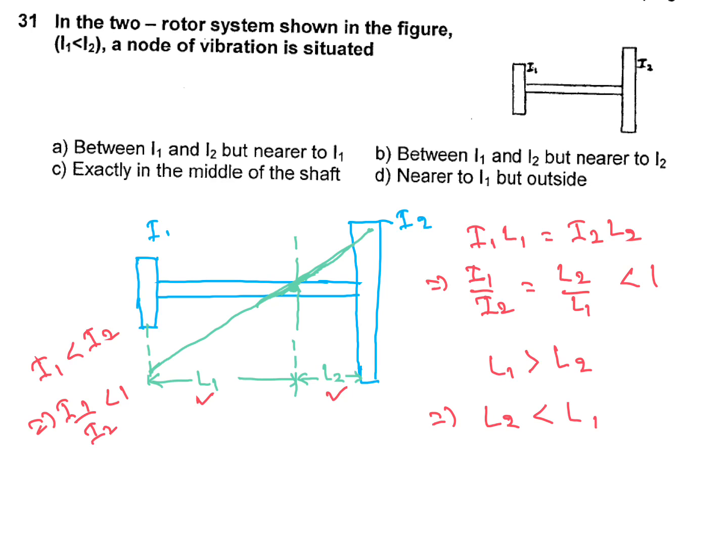So from options: between I1 and I2 but near to I1. Near to I1 means L1 is less than L2. So A is not possible. Between I1 and I2 but near to I2. In this case, L1 is greater than L2. So this is possible. B is our answer. Exactly middle also not possible. Near to I1 means L2 is greater than L1. This is also not possible. Outside also not possible. B is our answer.